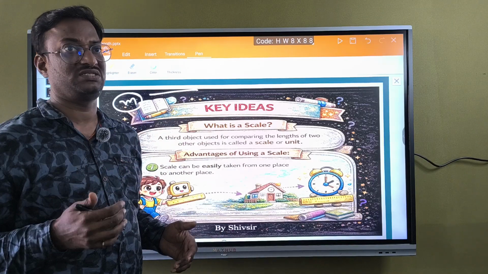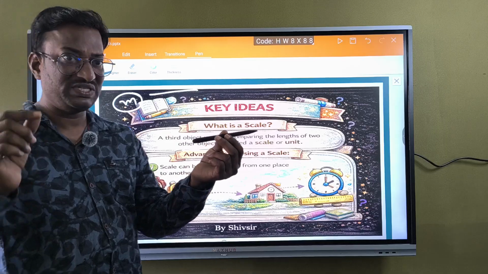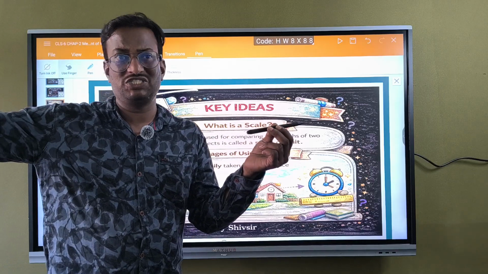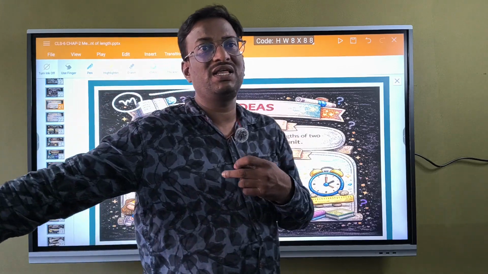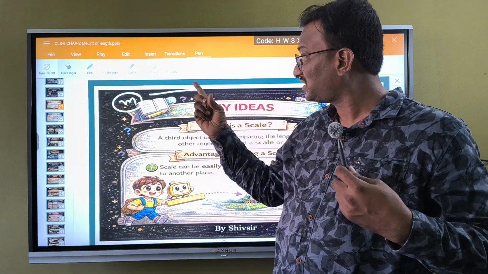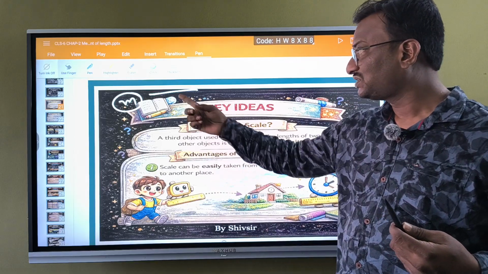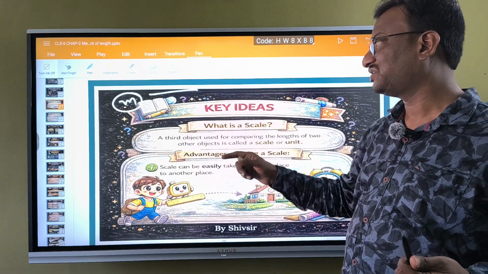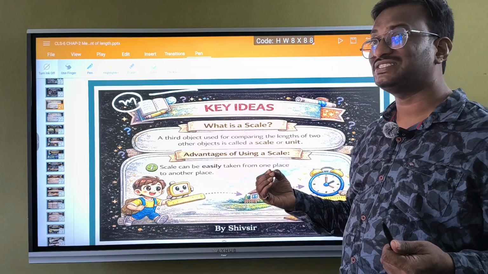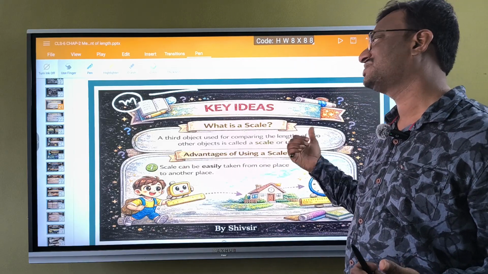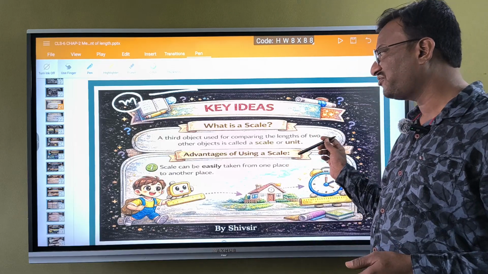Those are unknown things. I have to measure the length of this pen and one more length, my stretched hand length. In order to measure both, we need a third object. That third object, the standard one, we call a scale. Advantages of using a scale.